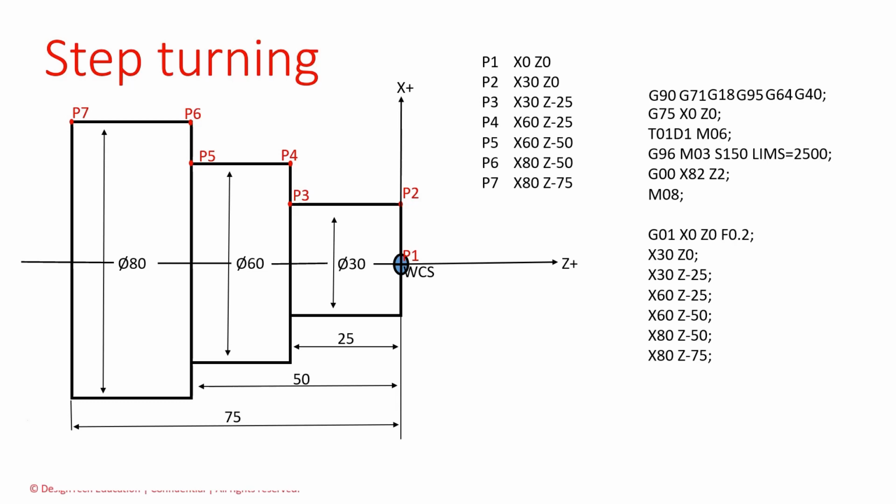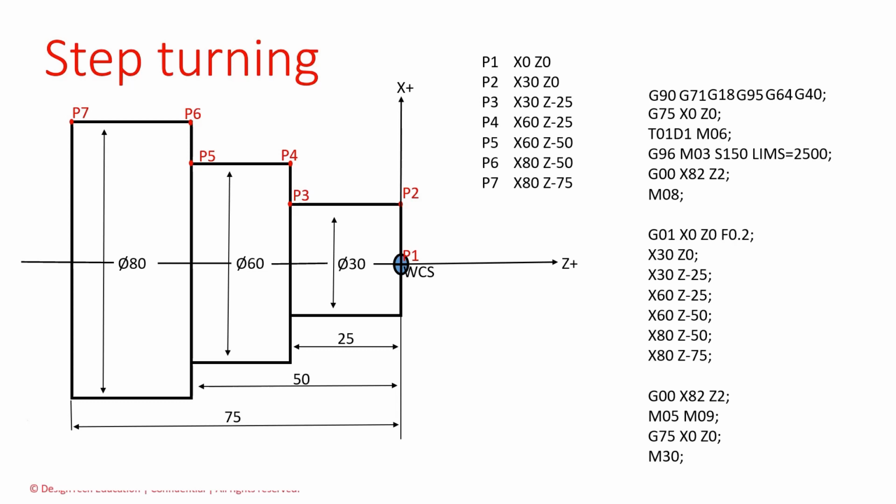The tool returns to the safety point. The value is G00, X82, Z2. Next, stop the spindle and stop the coolant, which codes are M05, M09. Next, the tool turret returns to the home position. That code is G75, X0, Z0. Next, end the program and reset. That code is M30. Next, move on to the software.